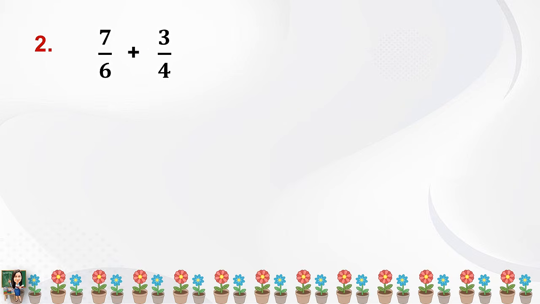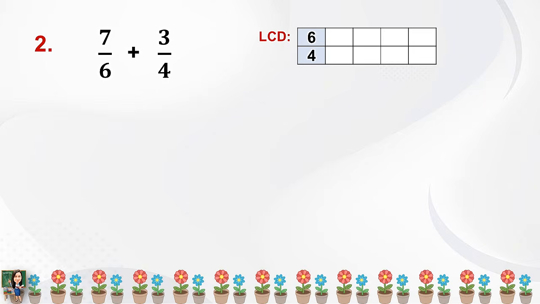Number 2, 7/6 plus 3/4. These are dissimilar fractions. Change them to similar fractions by getting the LCD of 6 and 4. The multiples of 6 are 6, 12, 18, 24. And the multiples of 4 are 4, 8, 12, 16. So we have now the least common denominator, which is 12.